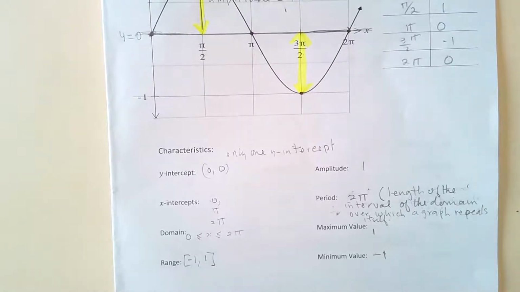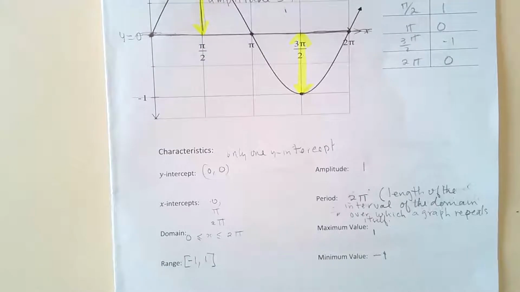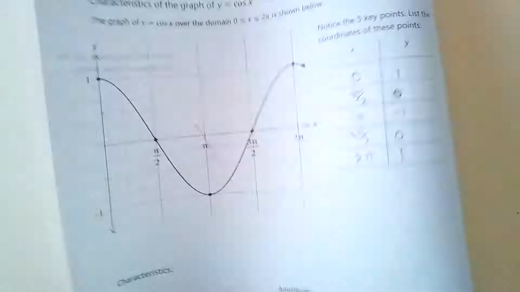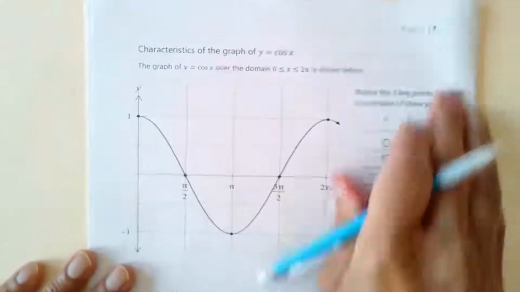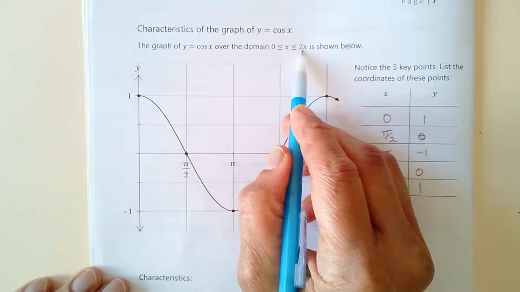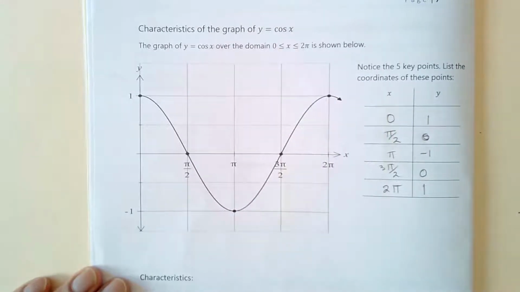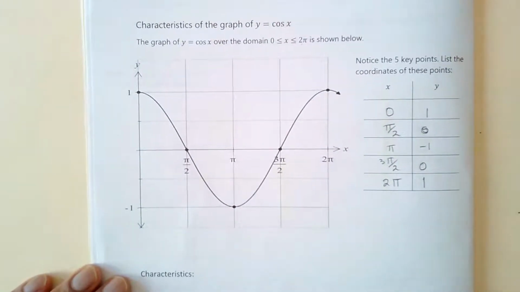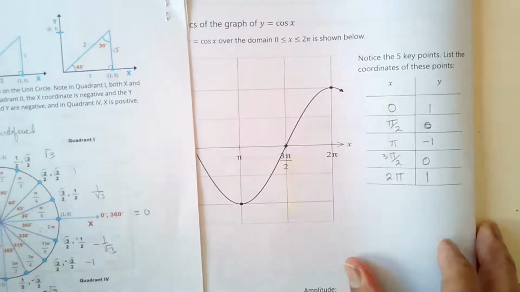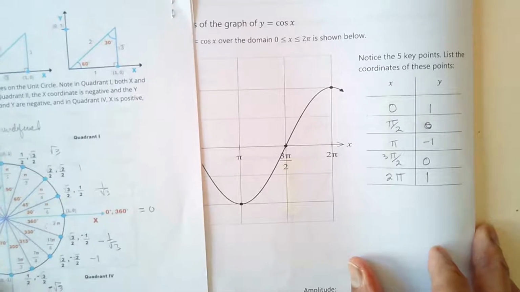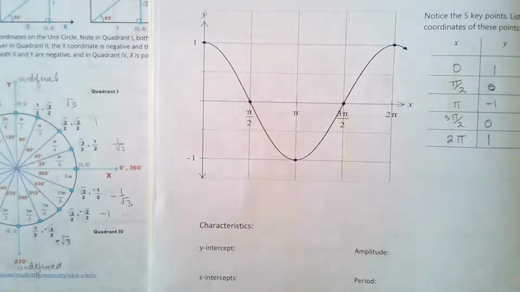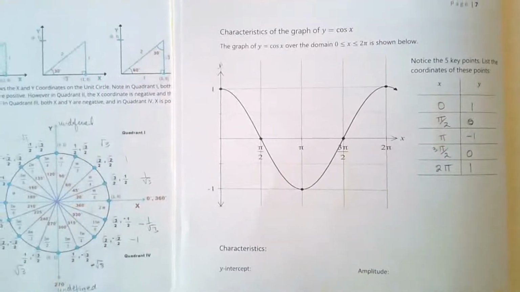Now let's look at the graph that's on the next page of your booklet. And this would be your cosine, restricted between 0 and 2 pi. And again, you probably want to refer back to your unit circle. Maybe this doesn't look so clear, so let me zoom out here.